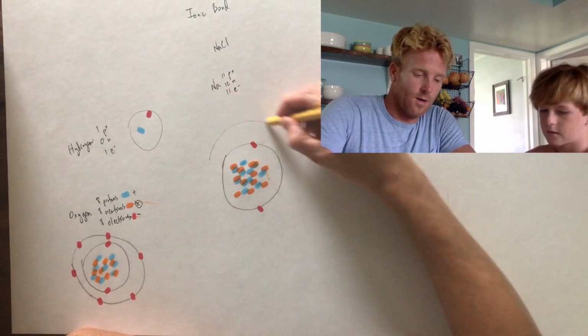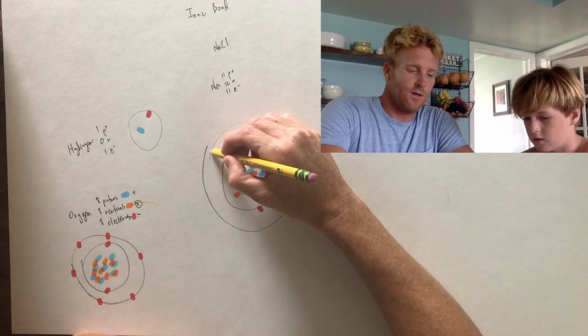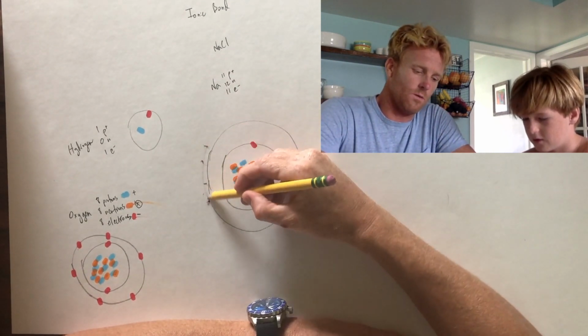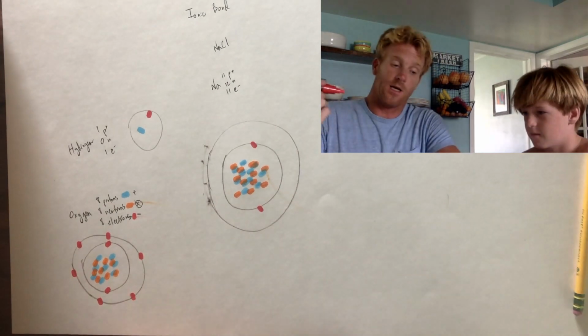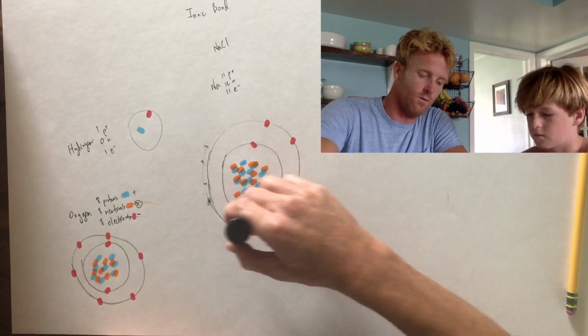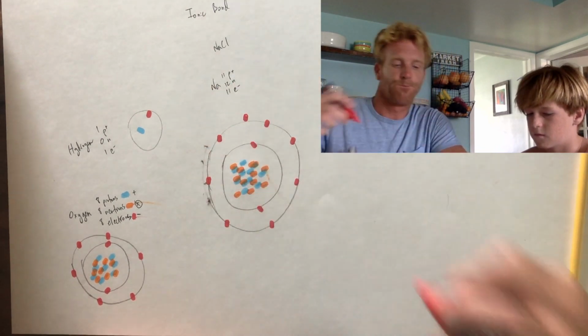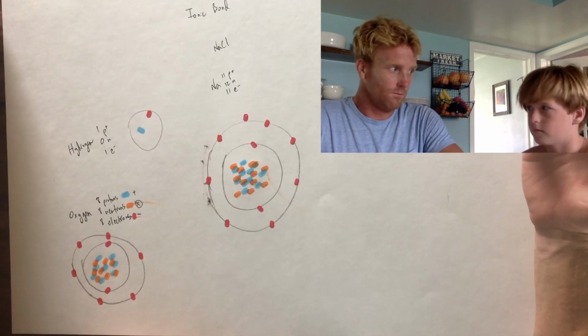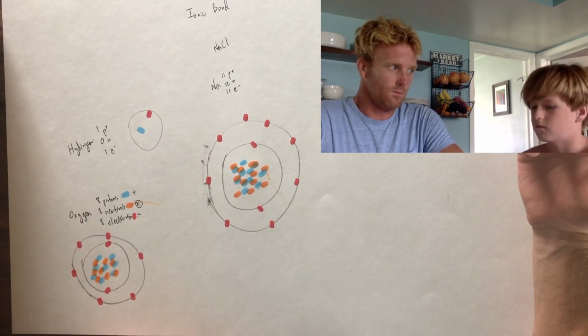Now, how many are going to be held in that second shell that I just drew? The second shell wants to hold 8. Can it hold more than 8? No, that's all it can hold. 1, 2, 3, 4, 5, 6, 7, 8. Are we good? Are there any left over?